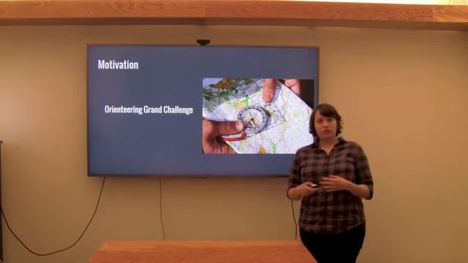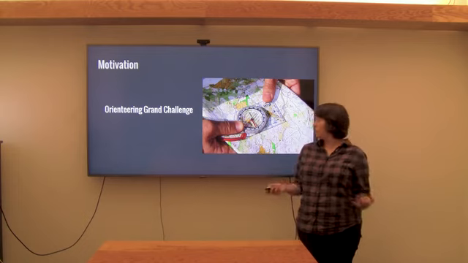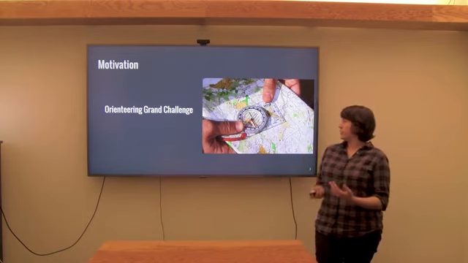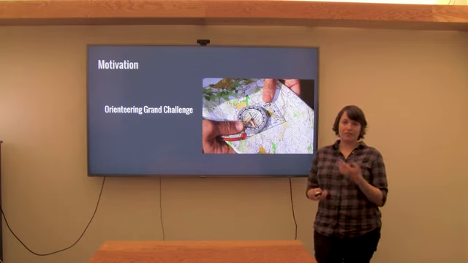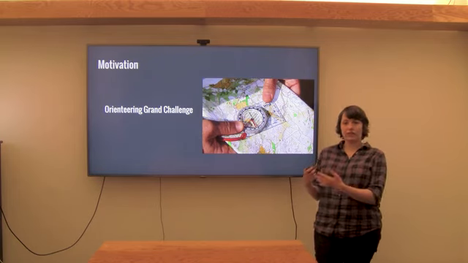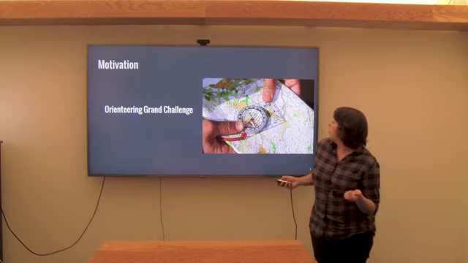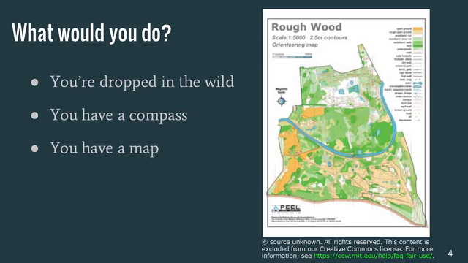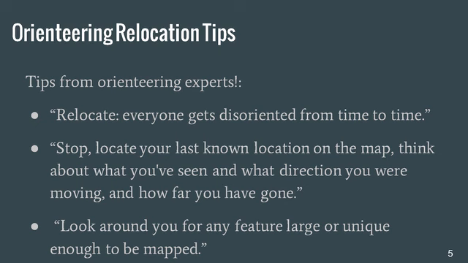Our focus when we were coming up with this was the orienteering grand challenge. In orienteering, you have a map and a compass and you have to go around to various checkpoints. As you can imagine, this is difficult because you don't know where you are on this map except what you can tell from your compass. We weren't sure how to do this either, so we asked some orienteering experts.